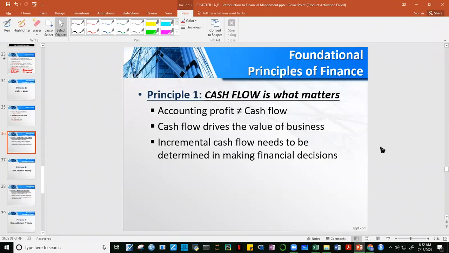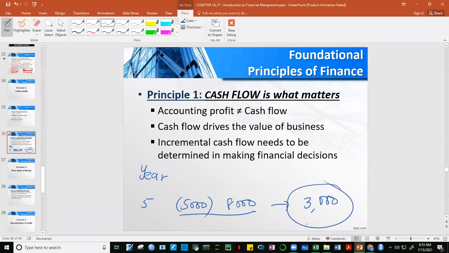Okay, ano ibig sabihin itong incremental cash flow is king? Ang sinasabi lang yan, guys, kunyari, you have a timeline, year 5, meron tayong outflow na 5,000, tapos meron tayong inflow na 8,000. Ang kino-consider natin lang, guys, yung incremental, yung 3,000 lang. Ito lang i-analyze natin. Okay? Yung incremental na to. So that's what incremental cash flows need to be determined in making financial decisions. Okay, that's what that means, incremental. No? Yung net lang, yung net effect. Okay, so that's what we mean, ito yung relevance ng cash flow is what matters.